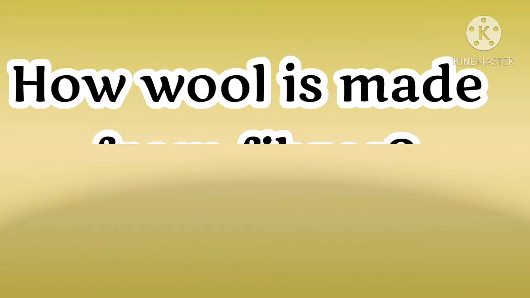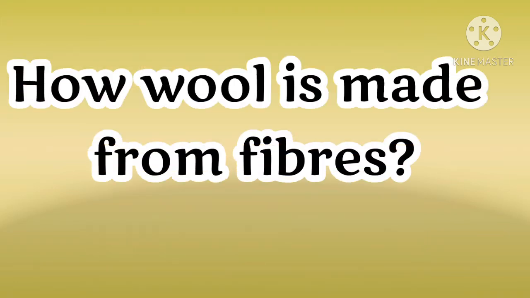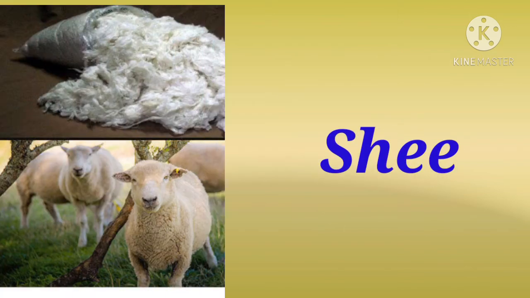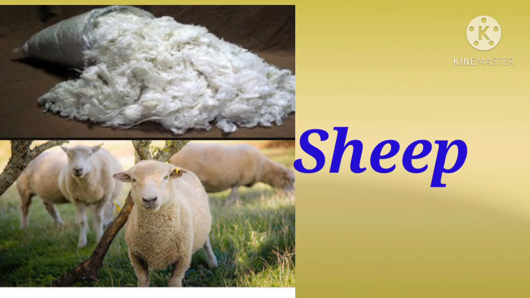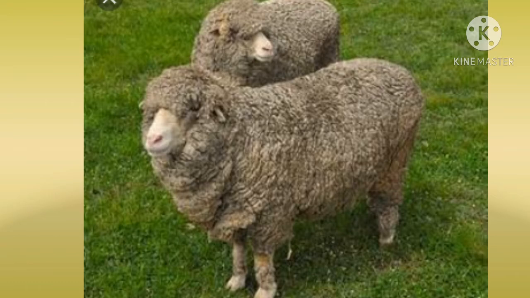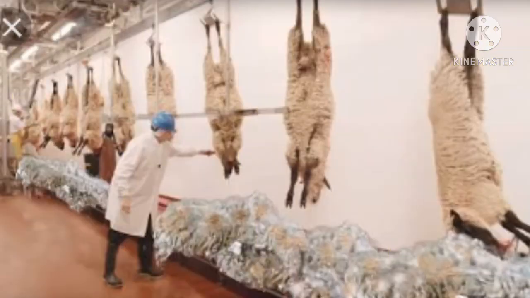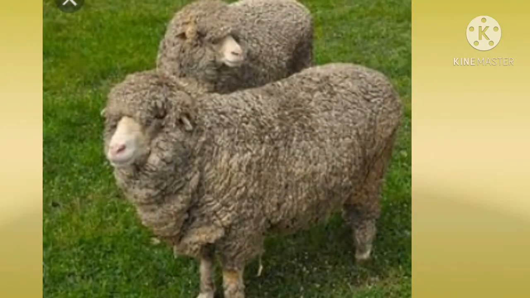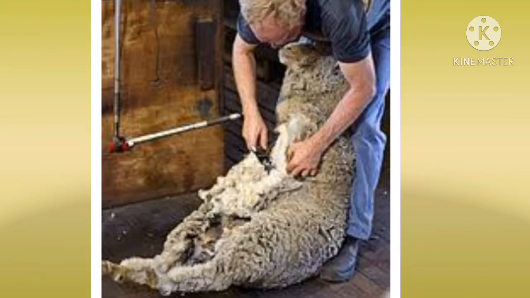Now let us learn how wool is made from fibers. Sheep are reared in many parts of our country for wool. Certain breeds of sheep have thick coat of hair on their body which yields good quality wool in large quantities. Once the reared sheep have developed a thick growth of hair, hair is shaved off for getting wool.